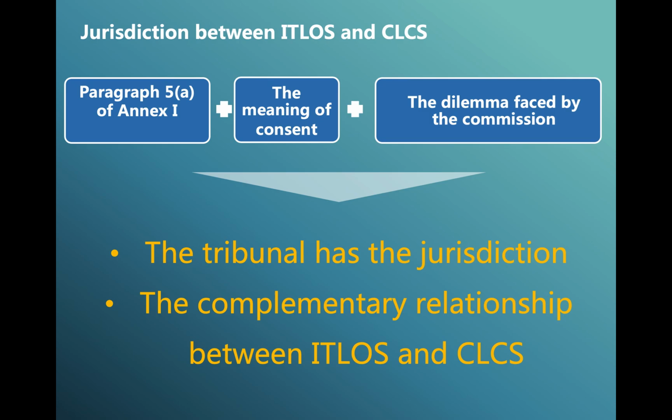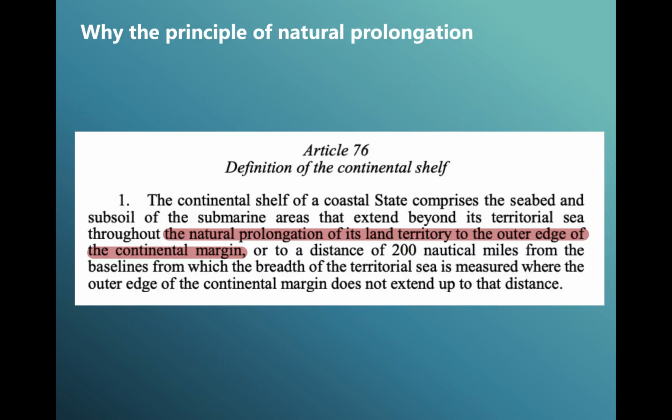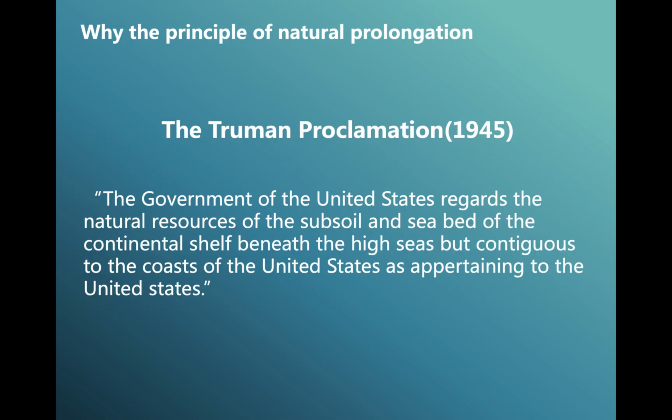Okay, you may have some questions about why the principle of natural prolongation mentioned in Article 76 of UNCLOS should be used on the delimitation of the continental shelf. I will explain it through the development of this principle, and you can see it on the slide. The Truman Proclamation of 1945 was the first document to declare sovereign rights over the continental shelf, and what it expressed is on the PowerPoint.